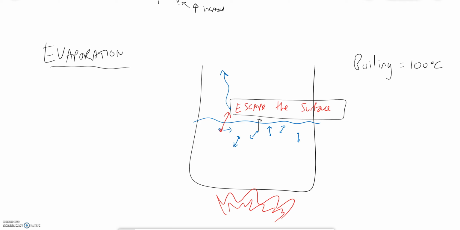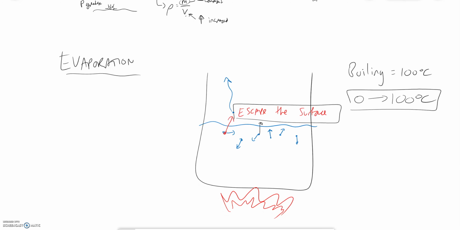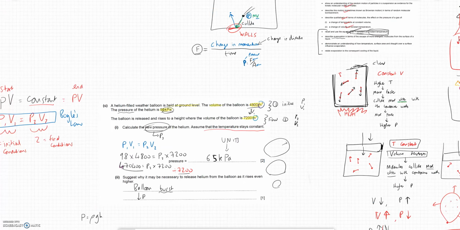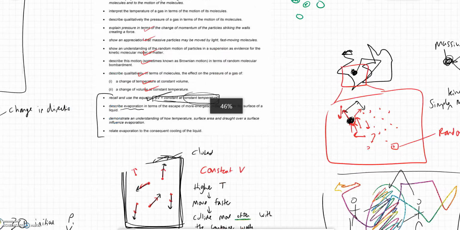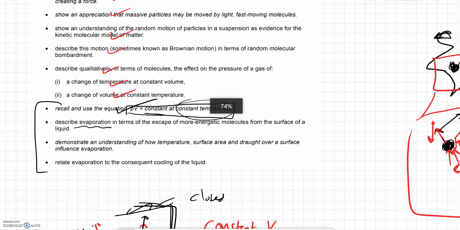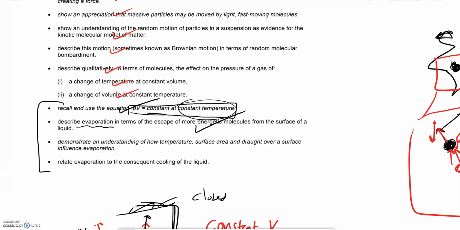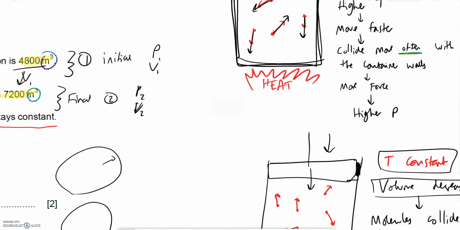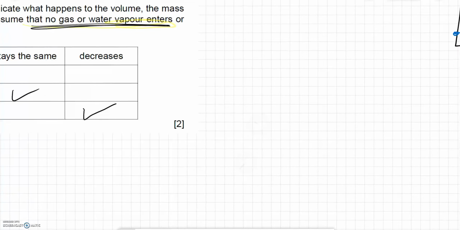And evaporation, however, happens anywhere really between 0 and 100 degrees Celsius. So anywhere in that range, we get evaporation. If you look back at your syllabus, we've talked about the fact that evaporation involves the most energetic molecules escaping. Now we need to relate it to temperature, surface area, and any sort of wind or draft, as they've put there, over the surface, how it influences evaporation.